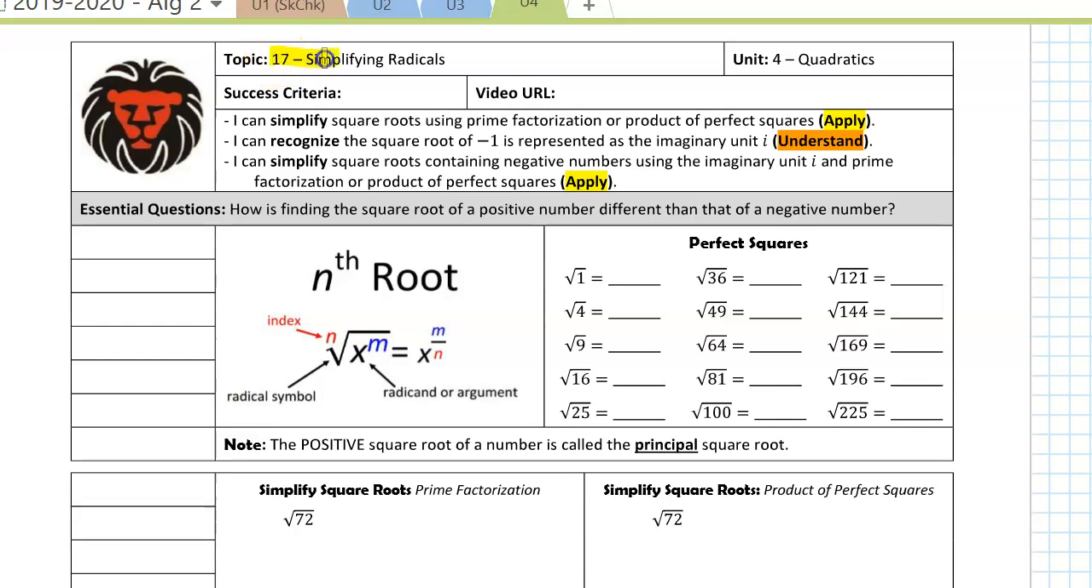This video is on topic 17, simplifying radicals. We will be simplifying radicals using two techniques: the idea of prime factorization to help us, or looking for the product of perfect squares. We're also going to talk about how we deal with the square roots of negative numbers. That'll be with the use of the imaginary unit, which is the square root of -1.